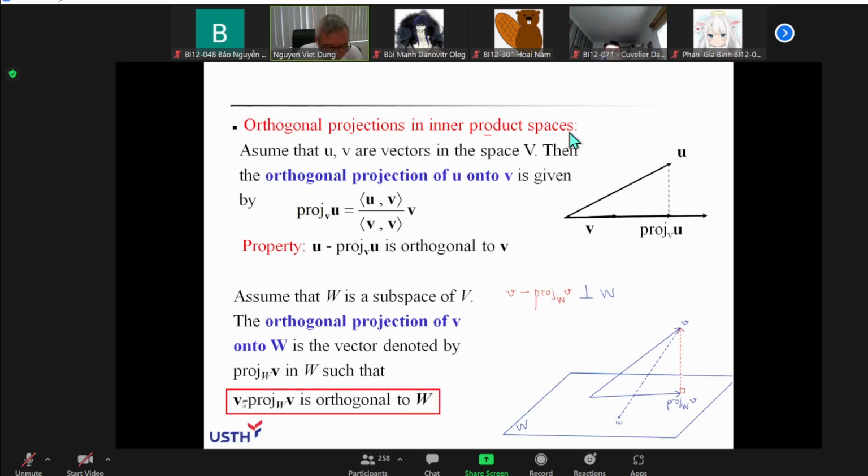So I borrow that property to define the orthogonal projection of V on the subspace W. Here, once again, I put it in the red frame to see that we use that in defining the orthogonal projection of V on W. And you can take a look at that. The picture is here.